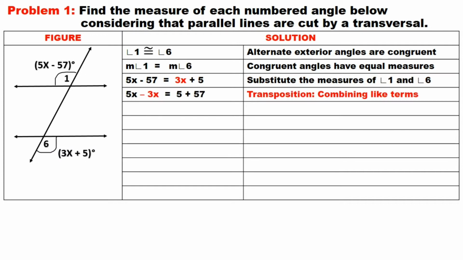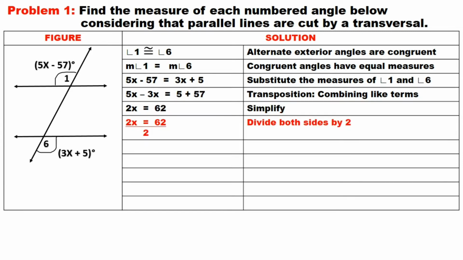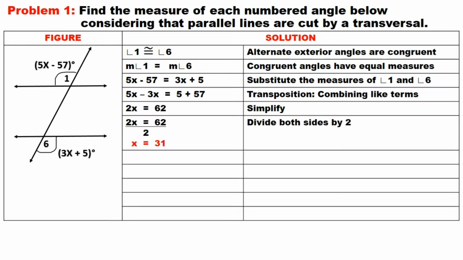By combining like terms, we will transpose positive 3x from the right to negative 3x on the left. We will also transpose negative 57 from left to positive 57 to the right. Next, let us simplify left and right side separately. 5x minus 3x equals 2x. 5 plus 57 equals 62. To eliminate 2 from x, we will divide both sides by 2. 2x divided by 2 is x. 62 divided by 2 is 31. So we have x equals 31.